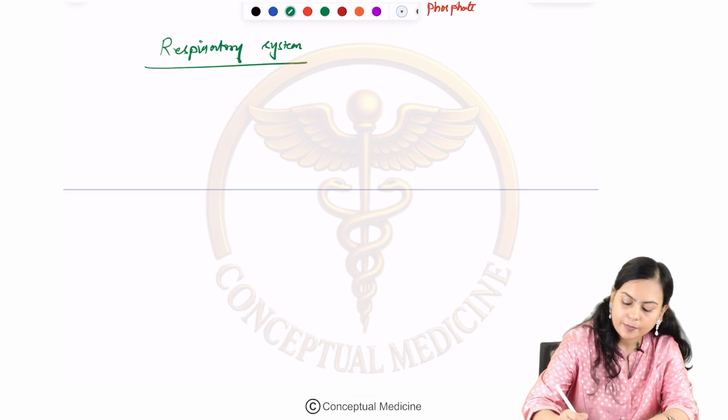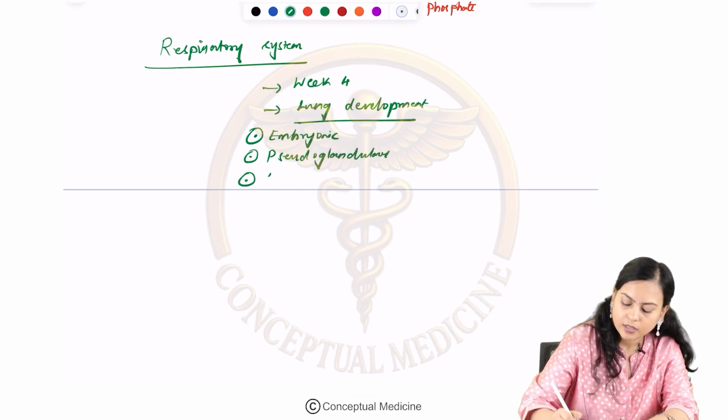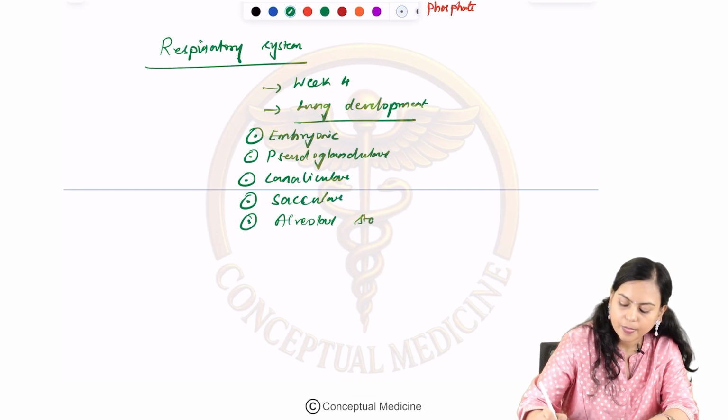Respiratory system development starts from week 4, and the lung development happens in 4 stages, namely embryonic stage, pseudoglandular stage, canalicular stage, saccular stage, and the alveolar stage.